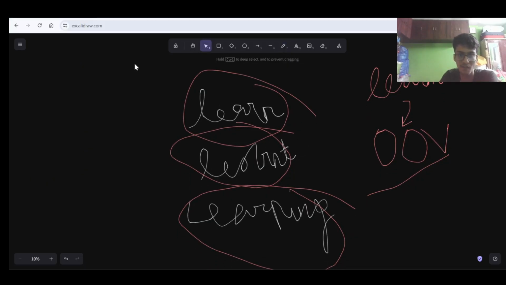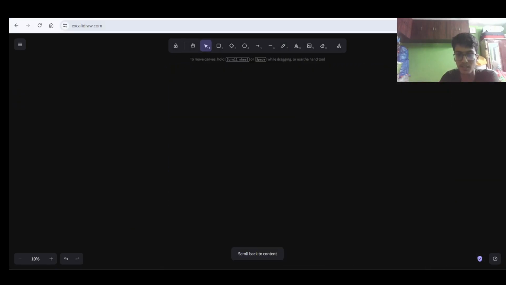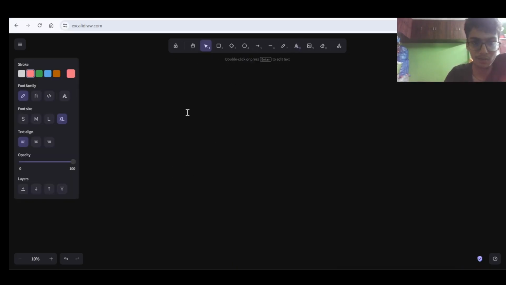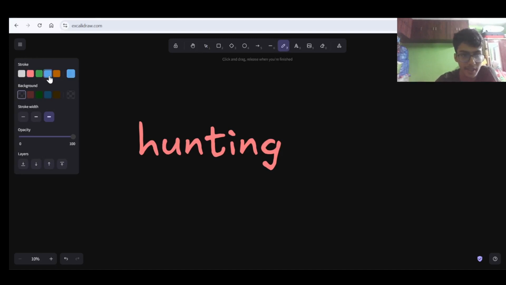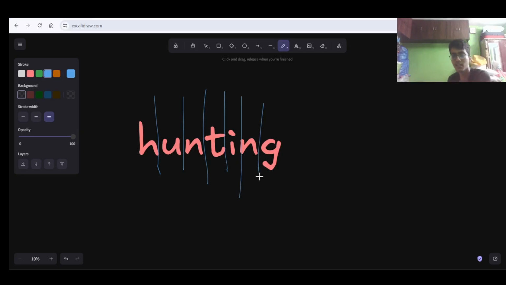Now, after this word-based tokenization, there is something called character-based tokenization. What is character-based tokenization? Assume I have a word like hunting, and on this hunting, I have to do character-based tokenization. Character-based tokenization will take this word and break it down character by character. So H will be separate, U will be separate, N will be separate, T will be separate, and so on. This is character-based tokenization.